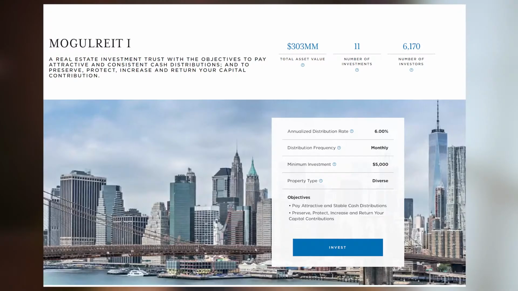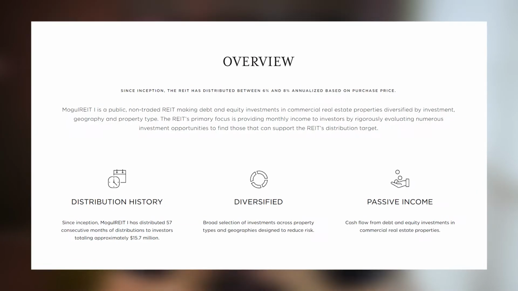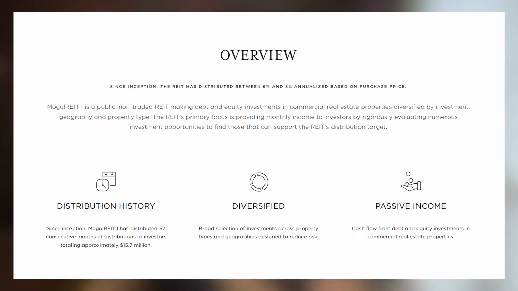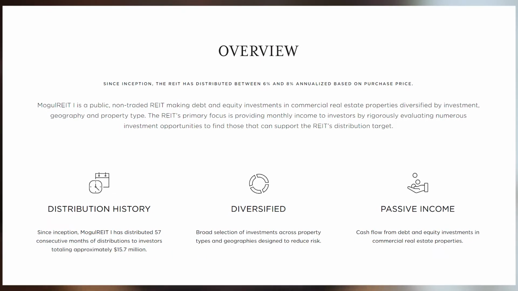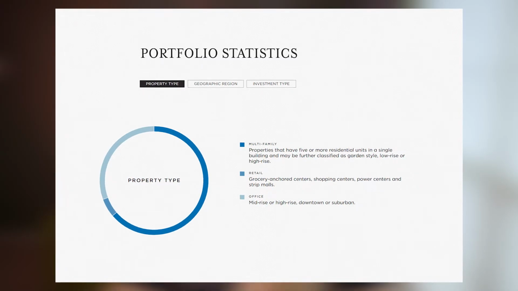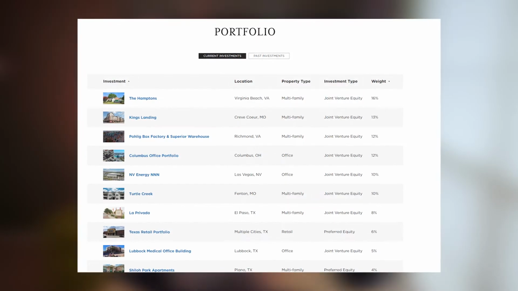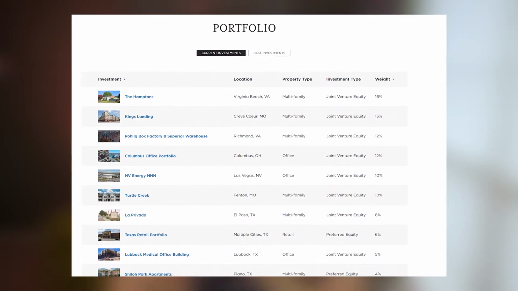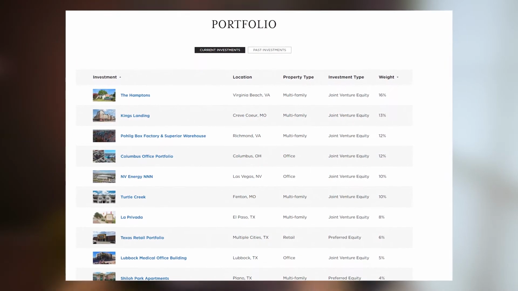Okay, in case of RealtyMogul, they also offer different investment portfolios for you, such as MogulREITs I or MogulREITs II and private placements. The first two are the most suitable for you as they're available for non-accredited investors with just $1,000. So MogulREITs I is a public, non-traded real estate investment trust, REIT, that gives you debt and equity investments in commercial real estate properties of different types in different locations all over the US.